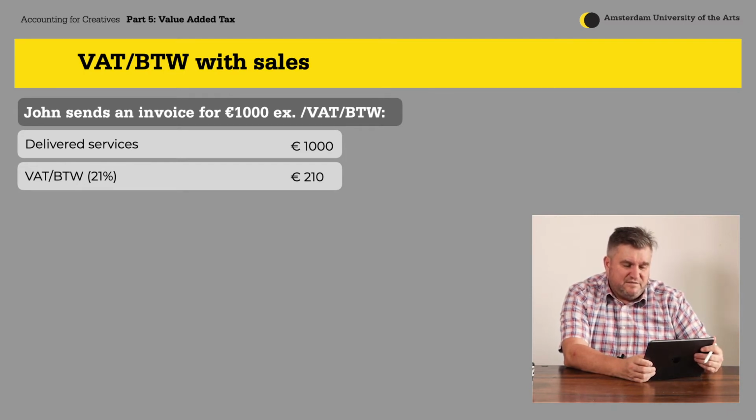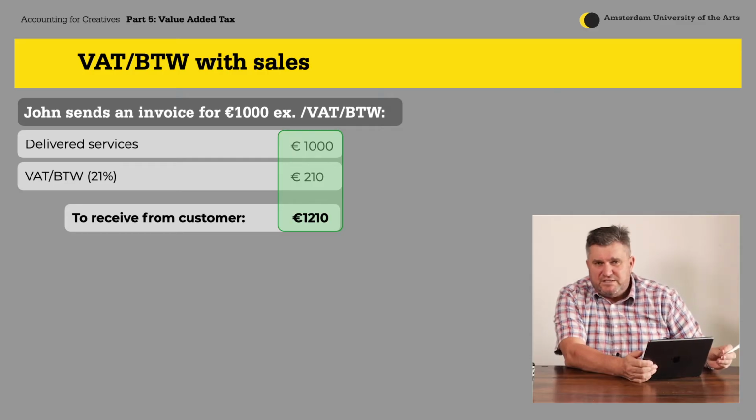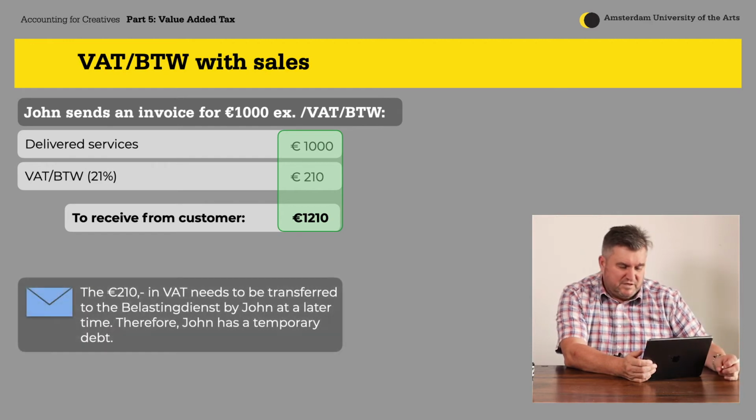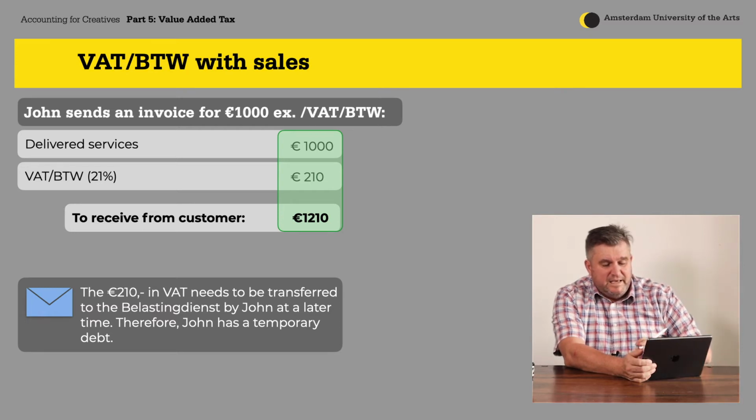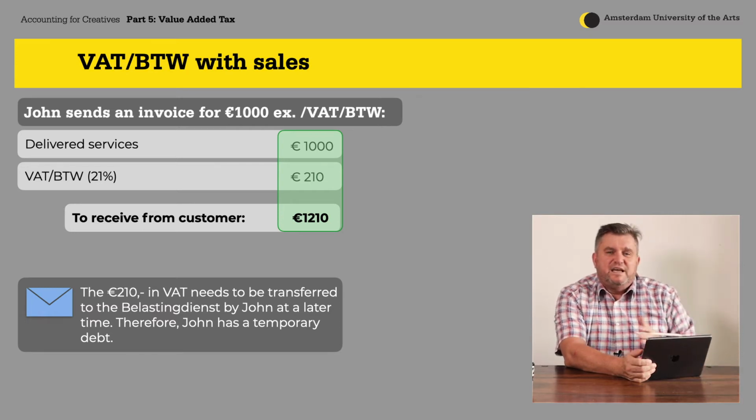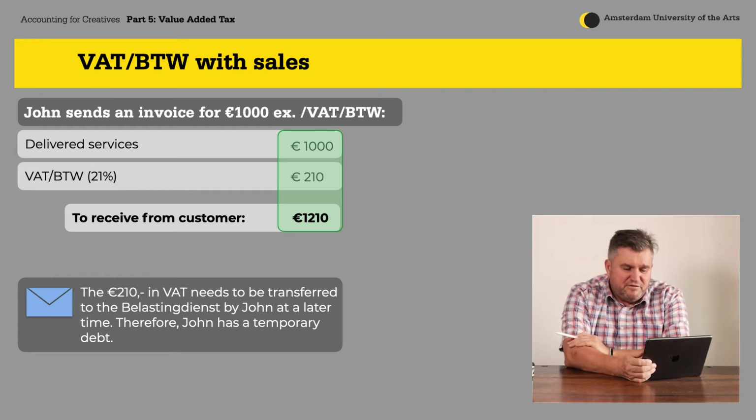It means that his invoice will be 1,210 and he can keep the 1,000 and he will have to pay the 210 euros to the tax authorities, to the Belastingdienst. And he will do this once every quarter when it's time to do your payments for the taxes. In the meantime, between the invoice and the time that he will actually pay this amount to the tax authorities, there is a debt to the Belastingdienst. And this debt needs to be registered in the bookkeeping and it will be shown on the balance sheet.